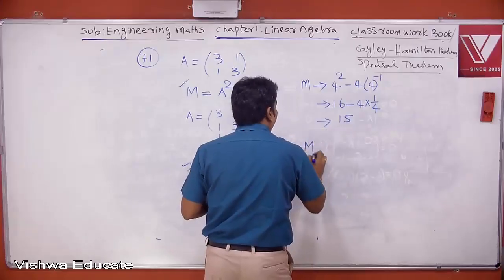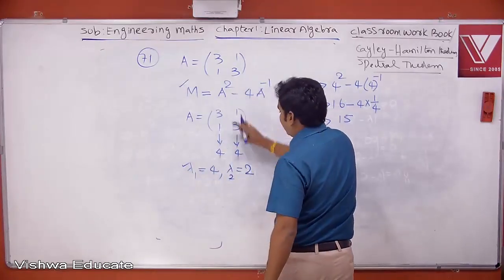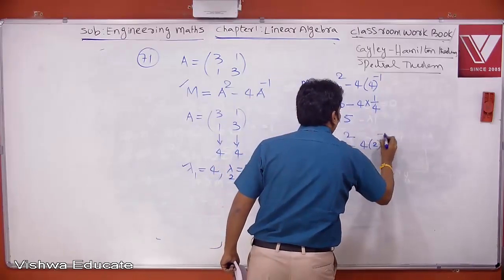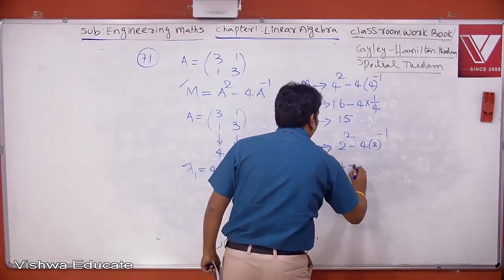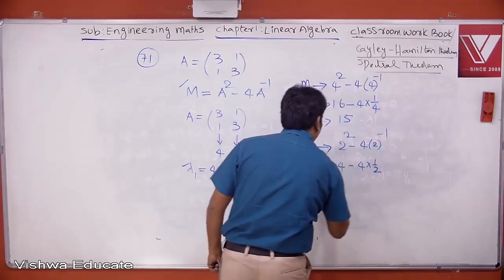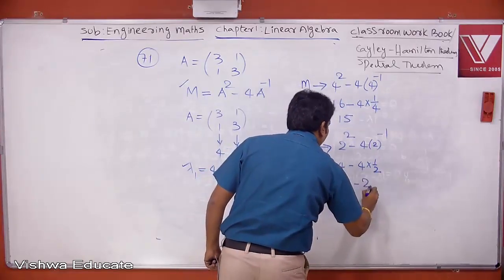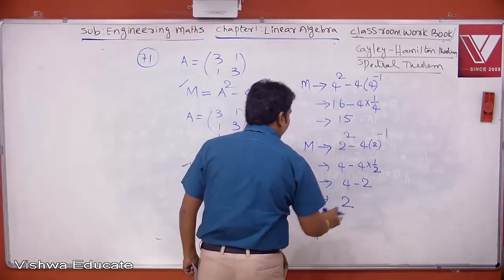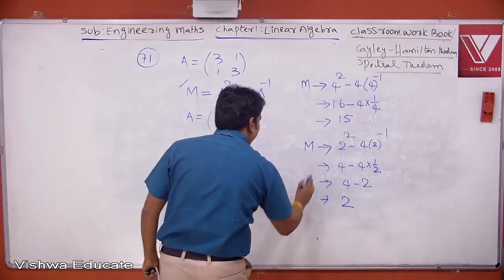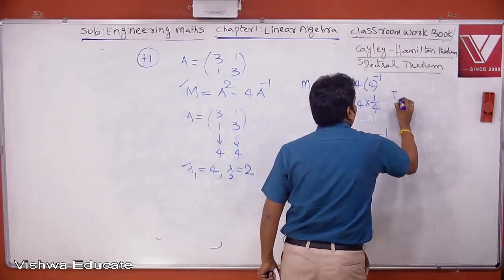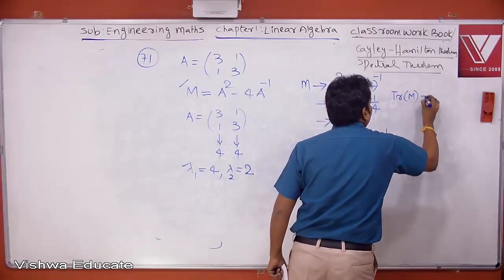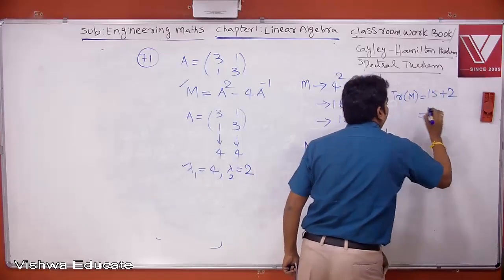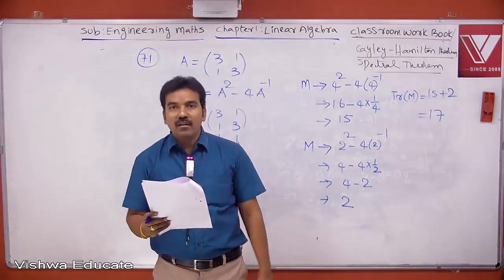Second eigenvalue of M is, replace A by second eigenvalue 2. So this is 2 square minus 4 into 2 whole inverse. This is 4 minus 4 into 1 by 2. So this implies 4 minus 2, this is 2. So the eigenvalues of M are 15 and 2. Therefore, the sum of eigenvalues of M is nothing but the trace. Sum of eigenvalues means trace. So trace of M equal to 15 plus 2. This is 17. Just by using spectral theorem. Note this.